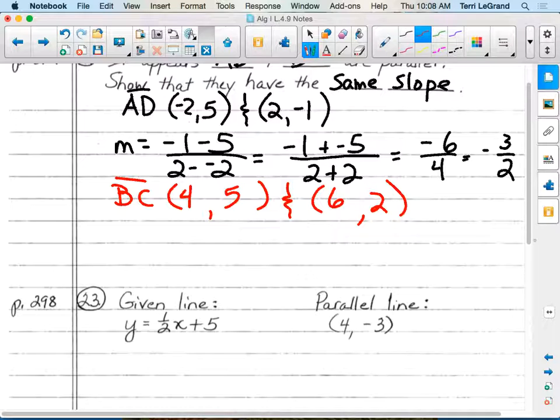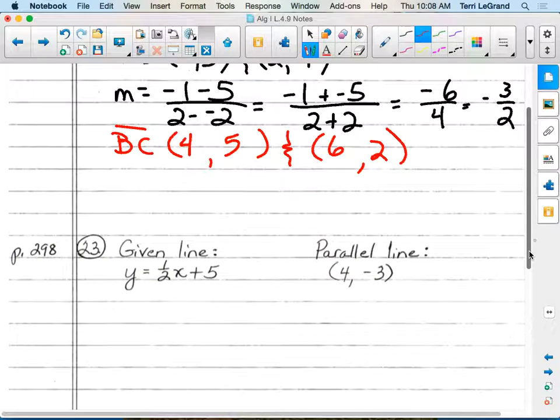Okay. Now we'll find the slope of line segment BC. It has endpoints 4, 5, and 6, 2. Go ahead and find the slope of that one. Did you get -3 halves? Okay, so are they parallel?